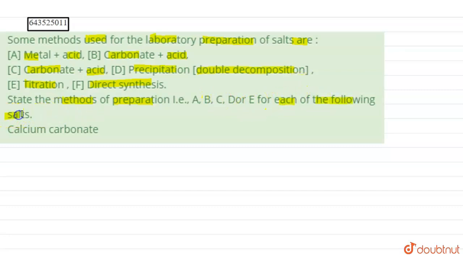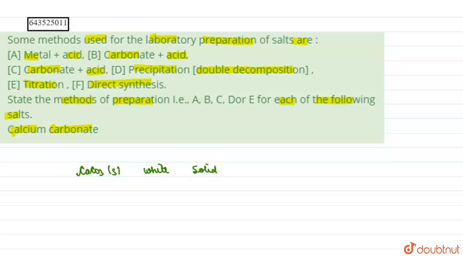Okay, we need to tell which preparation method is used to make the following compound, that is calcium carbonate. So we need to tell which method from above is used to make calcium carbonate. Calcium carbonate has formula CaCO3. It is a white solid.